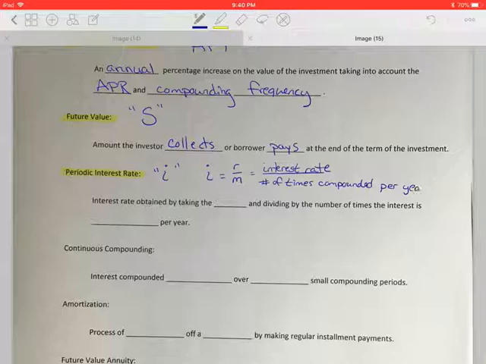I think I need to go back and make that fraction bar a little bit bigger. All right, so if you're compounding monthly, then M would be 12, for example. If you're compounding weekly, then M would be 52. This is obtained by taking the APR and dividing it by the number of times the interest is compounded per year.